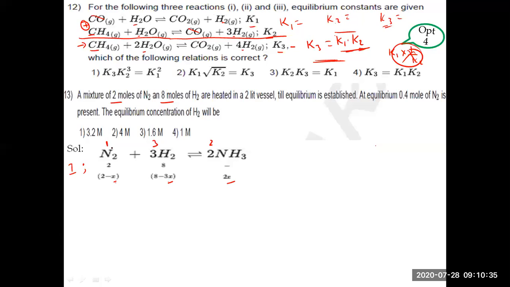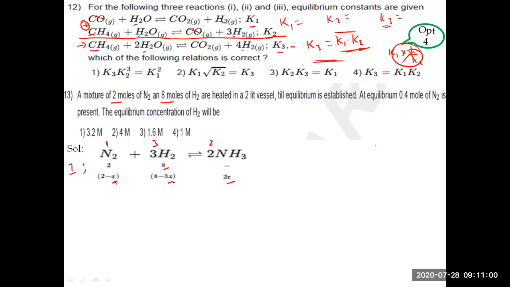In the same ratio, how much will be formed? 2X. 1, 3, 2: X, 3X, 2X. Same ratio. So if X has reacted, how much is remaining? Out of 2 moles, X has reacted, so 2 minus X is remaining. They have given 8 moles in the problem, not 3 moles. 8 moles initially. However much is initially taken, the reaction takes place in the same ratio. So, 8 moles minus 3X.